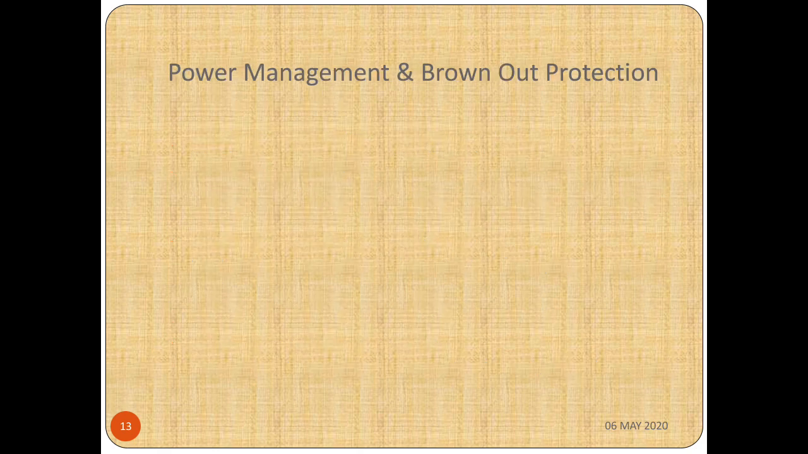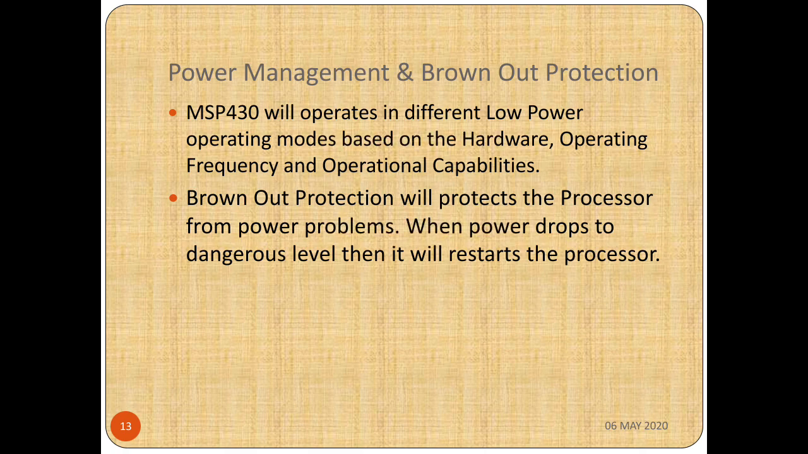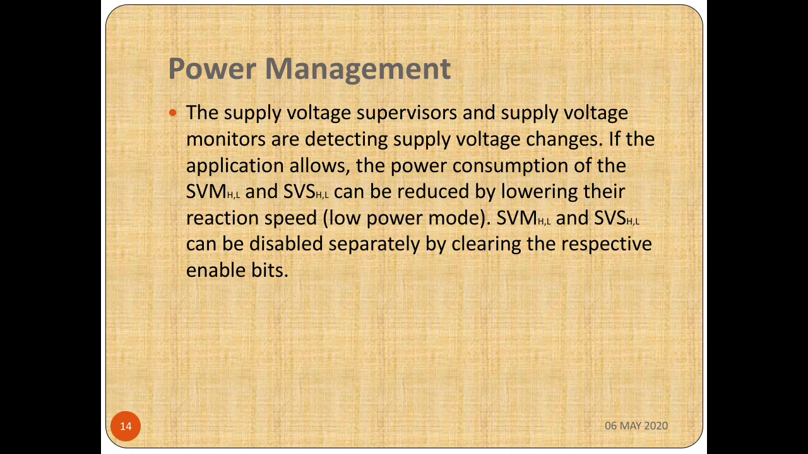And coming to brownout protection, it protects the processor when power drops below the dangerous level. When power reduces below the dangerous level, what happens? The normal electronic devices get damaged. So here it protects from the damages.